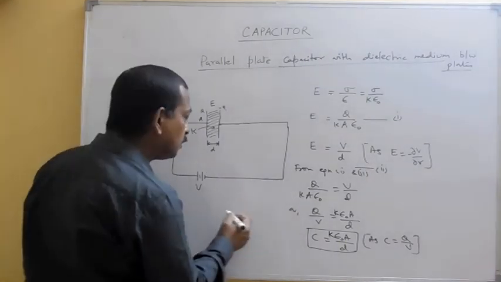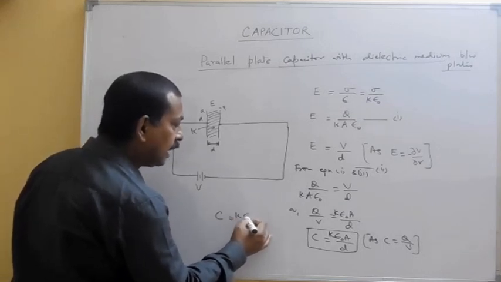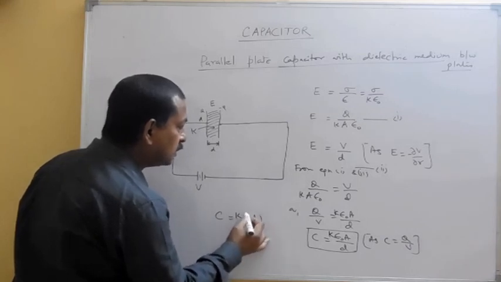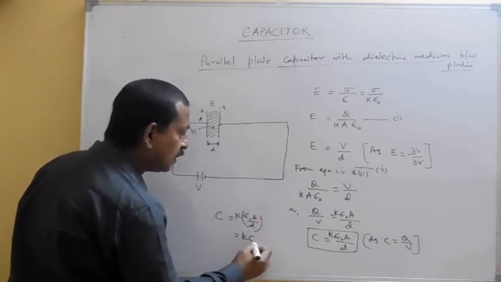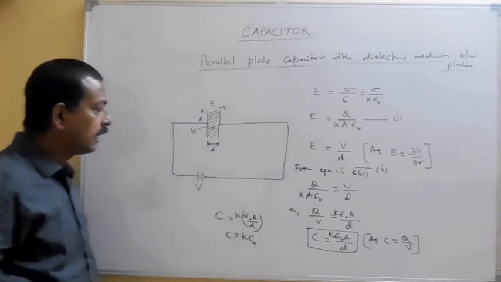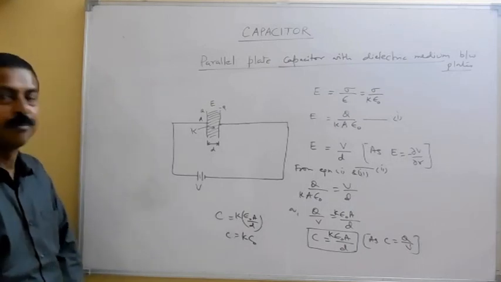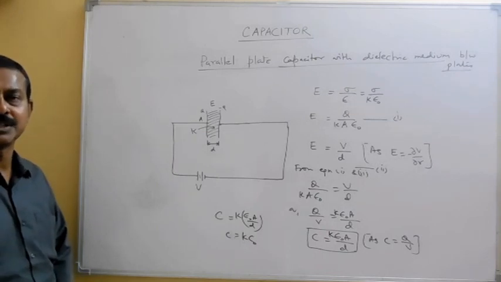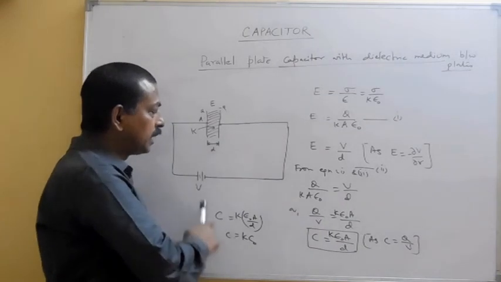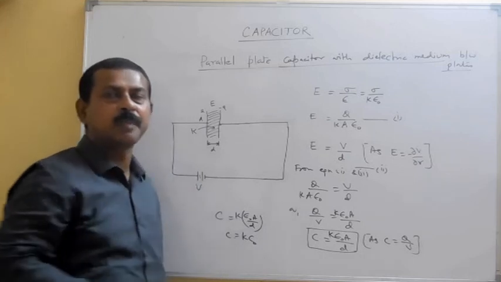And if you just compare with the previous expression, this is K and this is epsilon naught A by d. This we can write as K times C naught, where C naught is the capacitance of the parallel plate air-filled capacitor. So this is the expression for capacitance of a parallel plate capacitor with a dielectric medium between the plates.